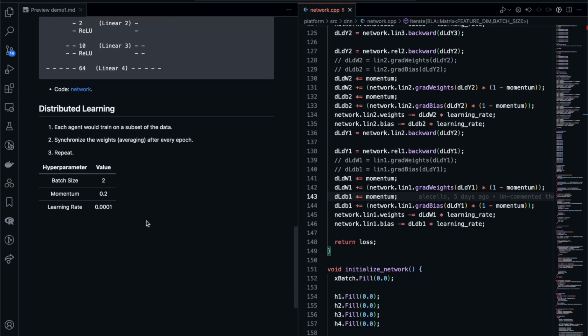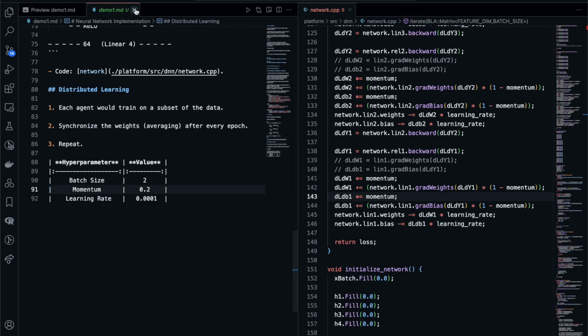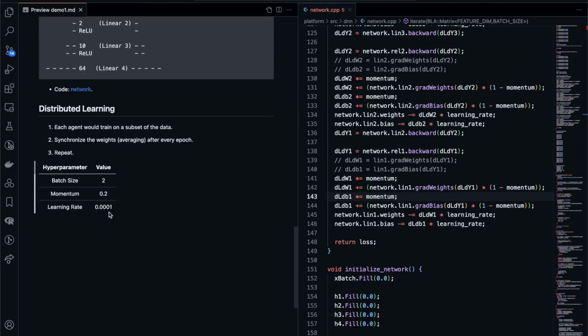And here are some of the hyperparameters for the training. We have a batch size of 2. That's the most we could fit on device at a time. There's the momentum factor and the learning rate.